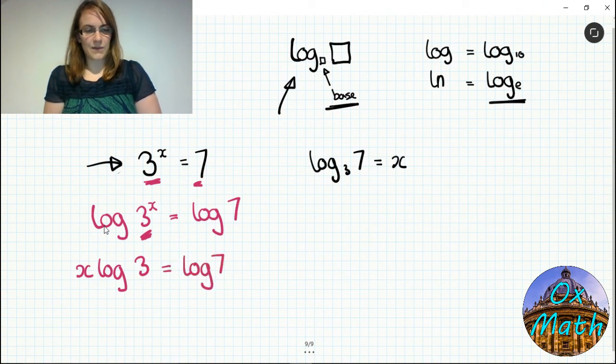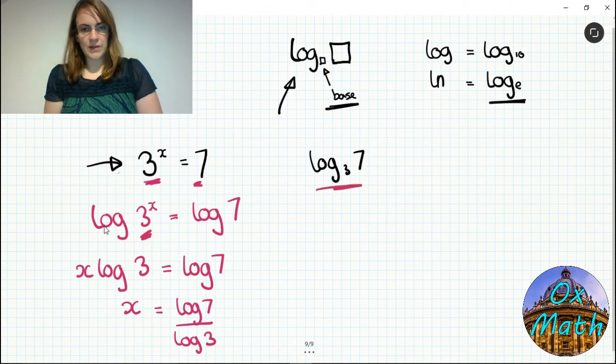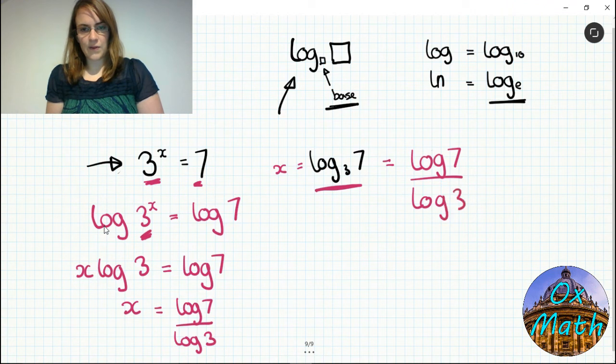So now this means x times log 3, so to get the x on its own we simply need to divide by log 3, so we get log 7 divided by log 3. So if we compare this to our original rearrangement of the equation, x equals log base 3 of 7, we know that that is also equal to log of 7 divided by log of 3.